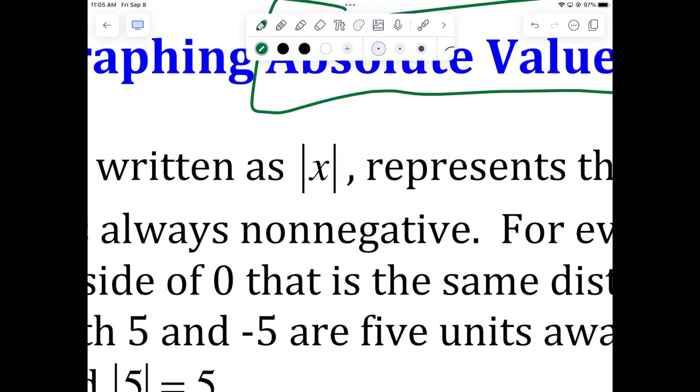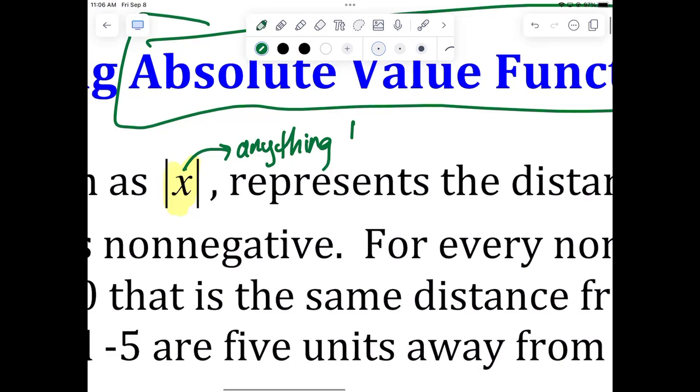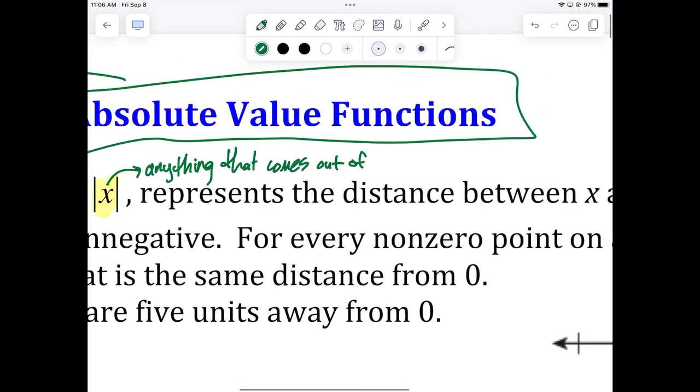Now, what you know about absolute value from your previous Algebra 1 class is anything that comes out of there must be what? Positive. Anything, I'm going to write that. Anything that comes out of there, this is very, very formal writing, right? Anything that comes out of there must be positive.